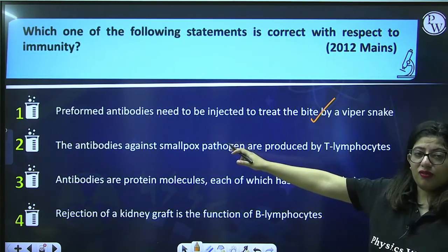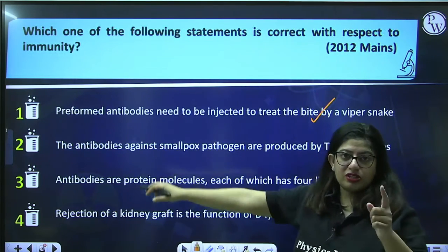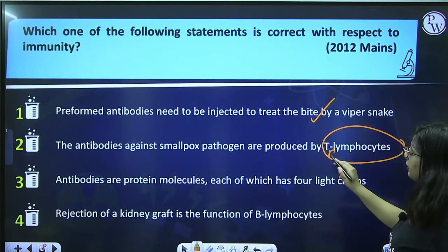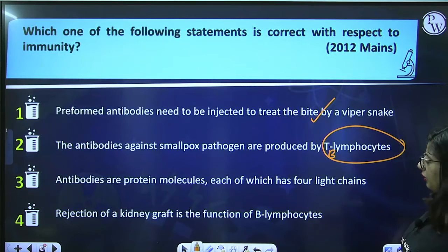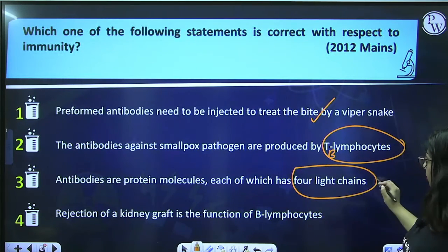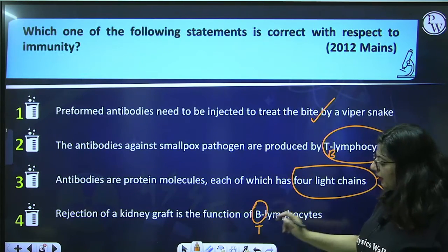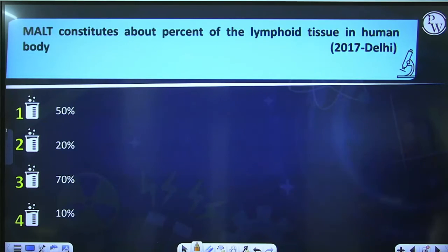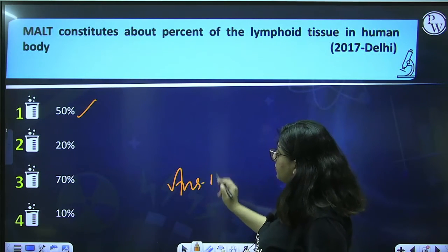If you get bitten by any poisonous snake, venom will be there. We need some antibodies to kill it. Antibodies against smallpox are not secreted by B cell, they are secreted by T cell. Smallpox is just an example they have given. Antibody is a protein molecule which contains 4 chains, which are 2 light chains and 2 heavy chains. Rejection is by T cell, not B cell. So the answer to this question is 1. Next, MALT constitutes about what percentage of the lymphoid tissue in the human body? We have just done this, the number is 50%. So MALT is 50%.